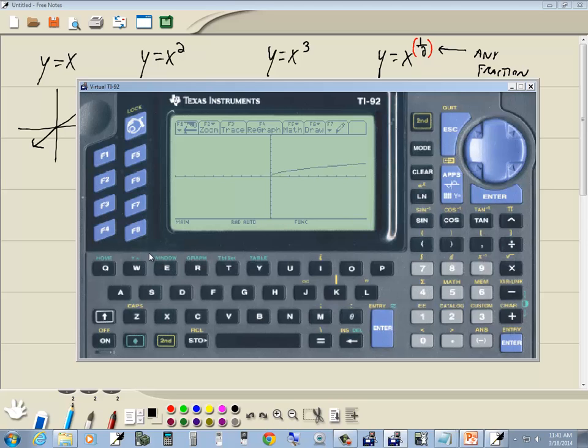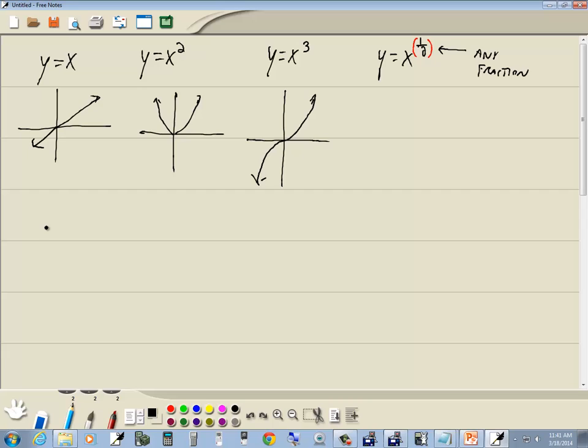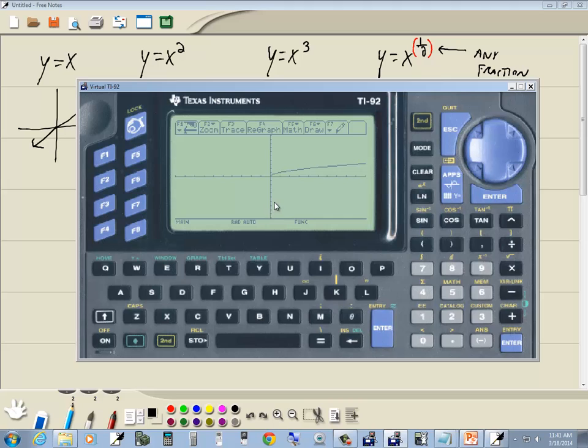That'll give us our x to the 1/2, which will look like that right there. Now let's do that again without putting the parentheses around it and compare the two.